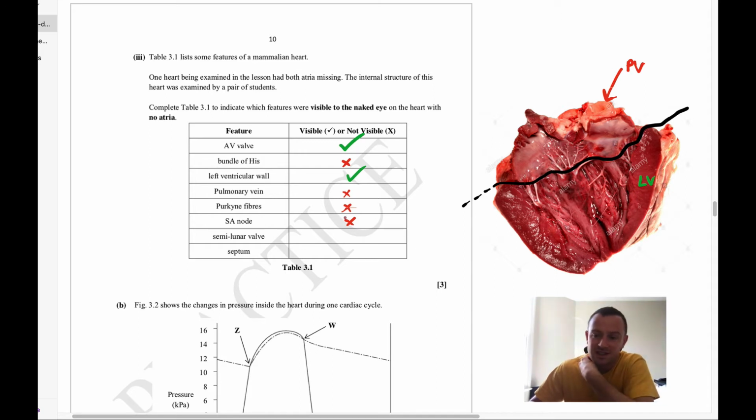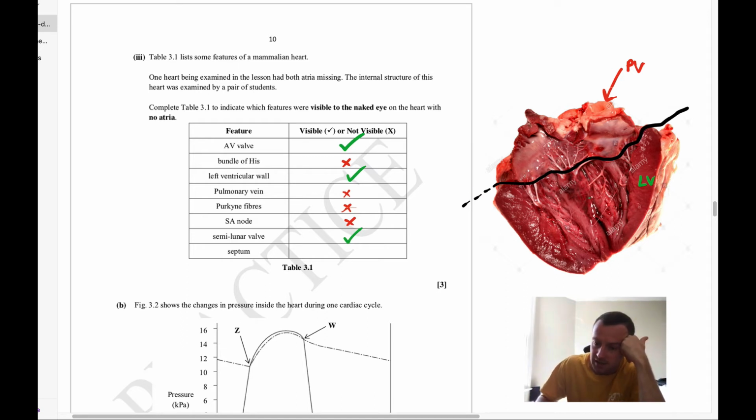Now, semilunar valve, it might be pretty difficult, but the exam board certainly thinks that you can see it. Whether you can see it right here, not really, but remember the semilunar valve is the valve that separates the ventricles from the aorta or from the pulmonary artery. So it's connected to the ventricles. It's associated with the ventricles, so therefore you can see it.